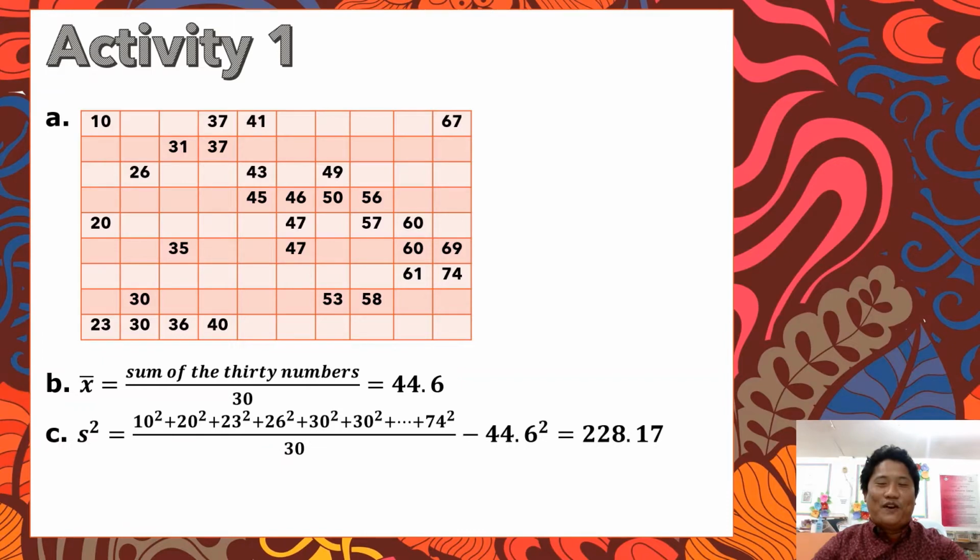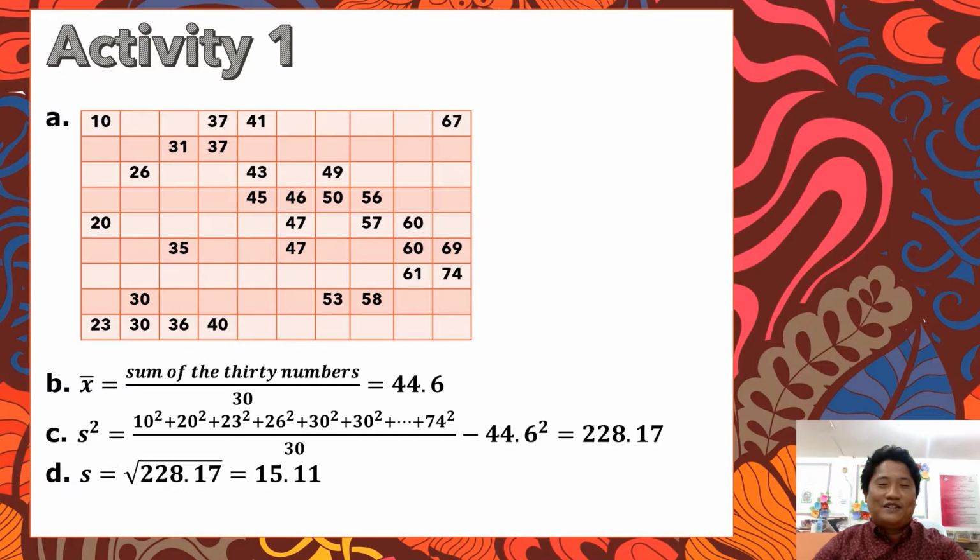Okay. So for letter C, solve for the variance. In order for us to solve for the variance, we square the 10. So we have here 10 squared plus 20 squared plus 23 squared plus 26 squared plus 30 squared plus 30 squared, all the 30 scores that I have selected, and so on until 74 squared, divided by 30, and then the answer for that will be subtracted by the square of the mean in letter B, and my variance is 228.17. How about your answer?